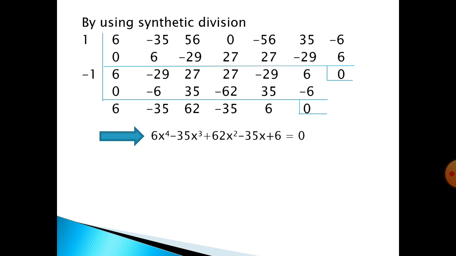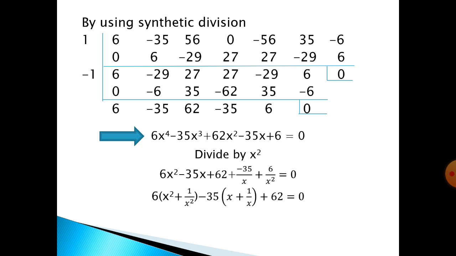So it is of type 1. Take the center term variable. Here the center term variable is x^2. Divide the whole equation by x^2. We get 6x^2 - 35x + 62 - 35/x + 6/x^2 = 0. By comparing first and fifth term, second and fourth term, we write 6(x^2 + 1/x^2) - 35(x + 1/x) + 62 = 0. Take this as the first equation.